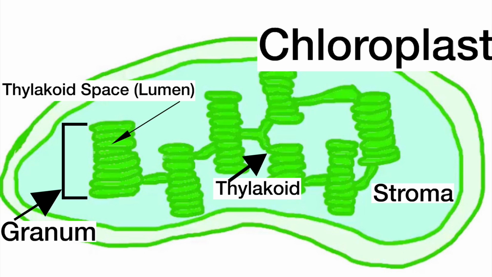The space outside the grana and inside the inner membrane of the chloroplast is called the stroma. The space inside the thylakoids is called the thylakoid space, also known as the lumen. The thylakoid membrane is structured with the purpose to maximize surface area, as the light-dependent reactions of photosynthesis occur in, at, across, or simply throughout the thylakoid membrane.